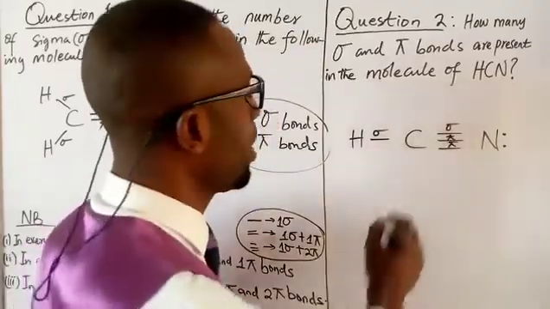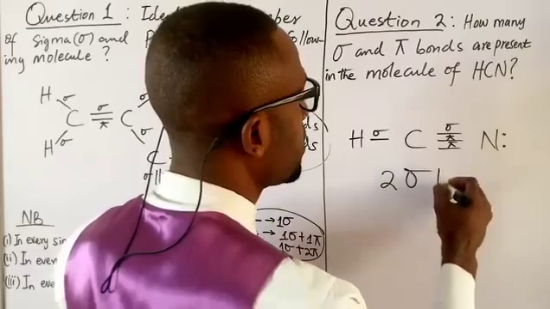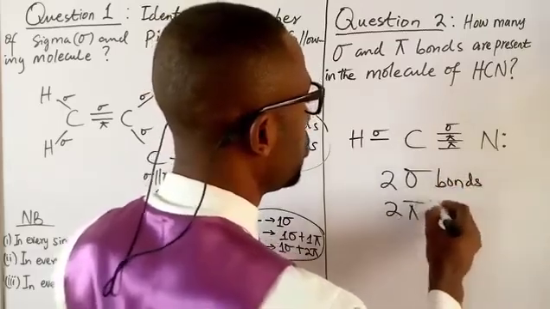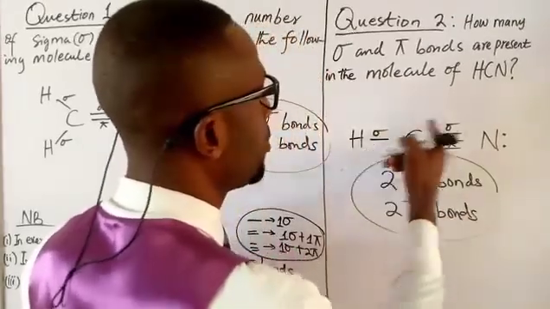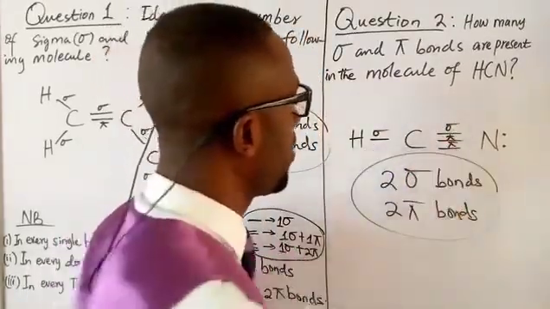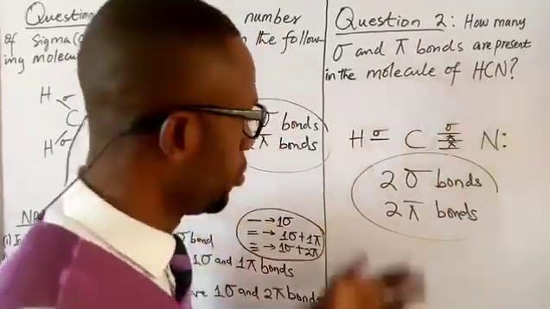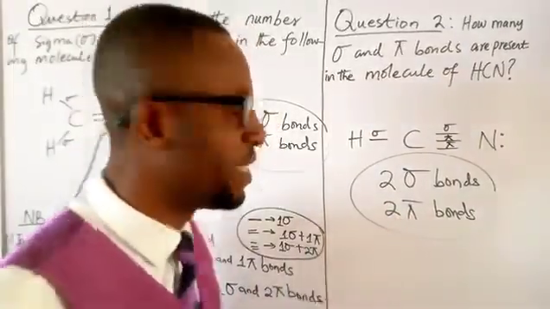So in this particular molecule, you can agree with me that we have 2 what? Sigma bonds, okay? And we have equally 2 pi bonds. Beautiful. So if you check it, 1, 2 sigma bonds, 1, 2 pi bonds. At the end of the day, we have 1, 2, 3, 4 bonds. So those bonds, 2 of it are sigma bonds and 2 of it are pi bonds.